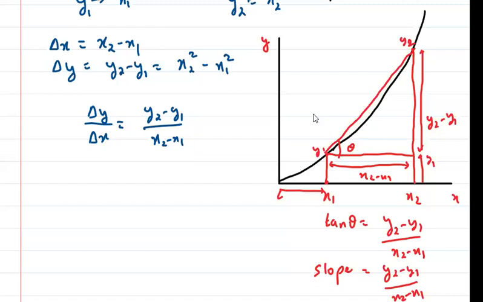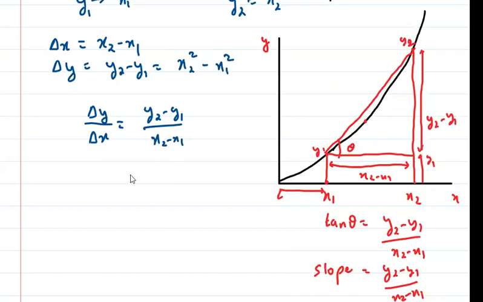ठीक है? But what if I want to find the slope at any given point? अब कोई भी point पे हमको लेना है तो क्या करूंगा मैं? Tell me. Think about it. dy by dx, yes. Tan theta is just for symbolic representation. ना tan theta का meaning ही होता है slope, है ना? Right?